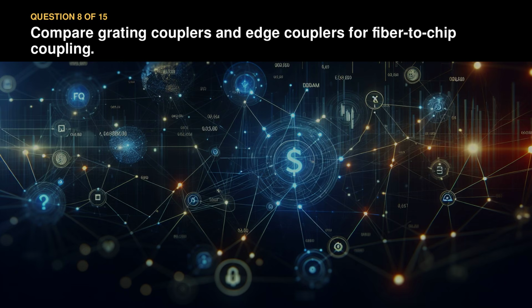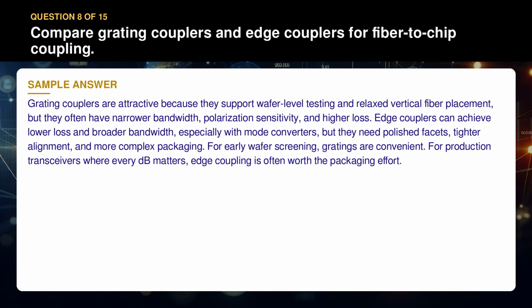Question 8. Compare grating couplers and edge couplers for fiber-to-chip coupling. Grating couplers are attractive because they support wafer-level testing and relaxed vertical fiber placement, but they often have narrower bandwidth, polarization sensitivity, and higher loss. Edge couplers can achieve lower loss and broader bandwidth, especially with mode converters, but they need polished facets, tighter alignment, and more complex packaging.